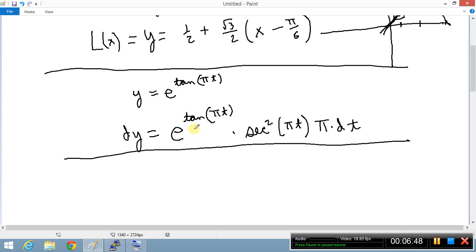And this is correct. E to the tangent pi t back at you times secant squared pi t times pi. And that is dy dt. So you could think of calculating the differential by calculating dy dt. Just don't think about anything else. Find dy dt. And then in the end, you're going to have e to the tangent pi t times secant squared, blah, blah, blah, pi. And then take the dt and throw it to the other side, and you got the right answer for the differential. That's really all there is to it.